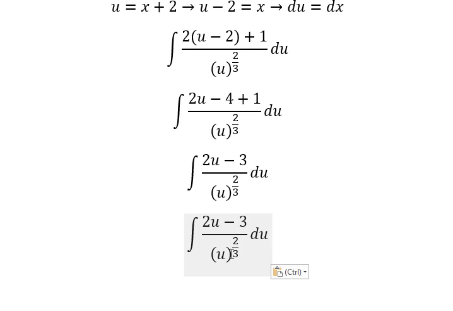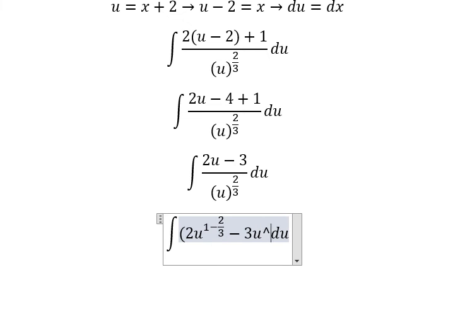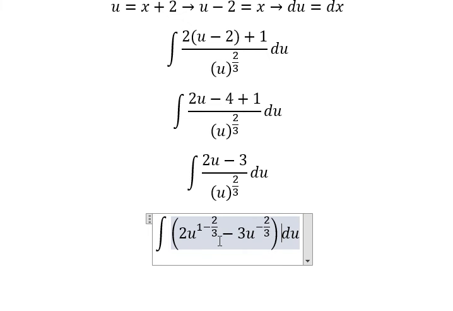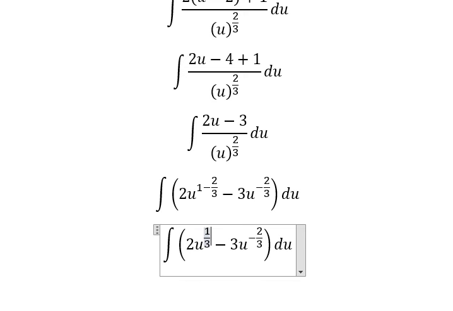So u divided by u to the power of 2 over 3, and 3 divided by u to the power of 2 over 3. We have it like this. So this one in here, we have 1 over 3.